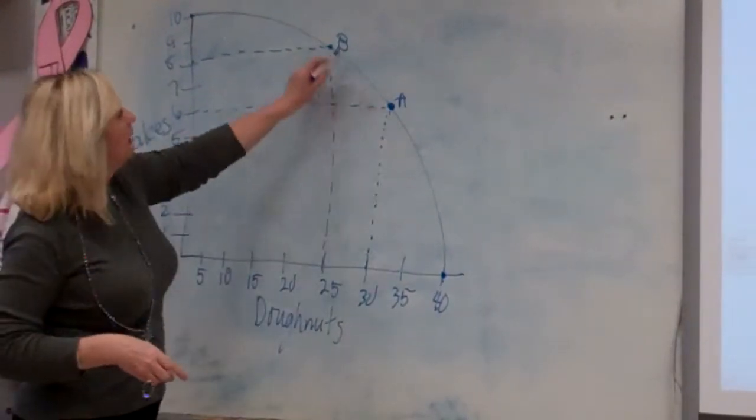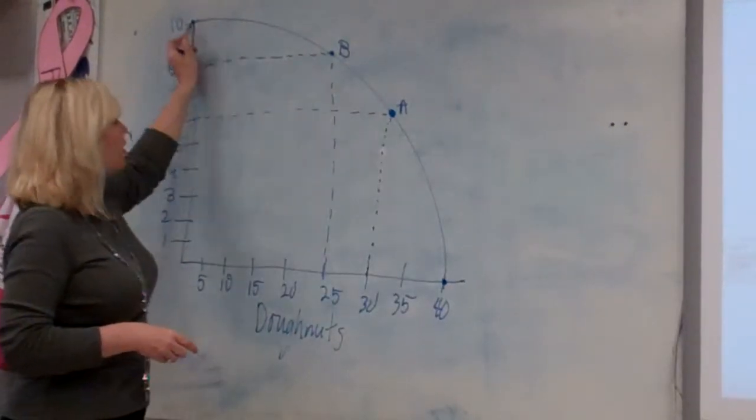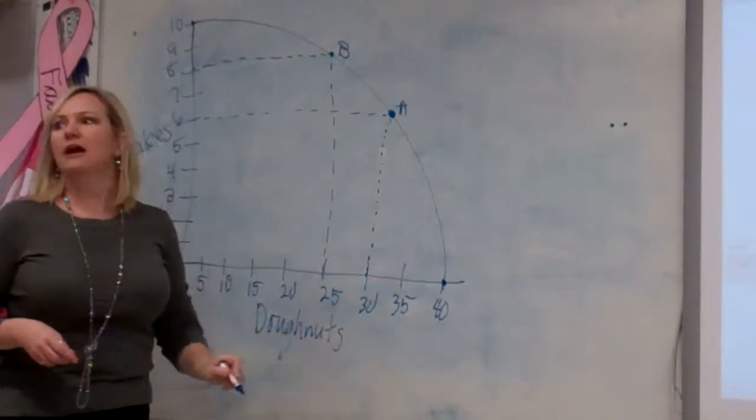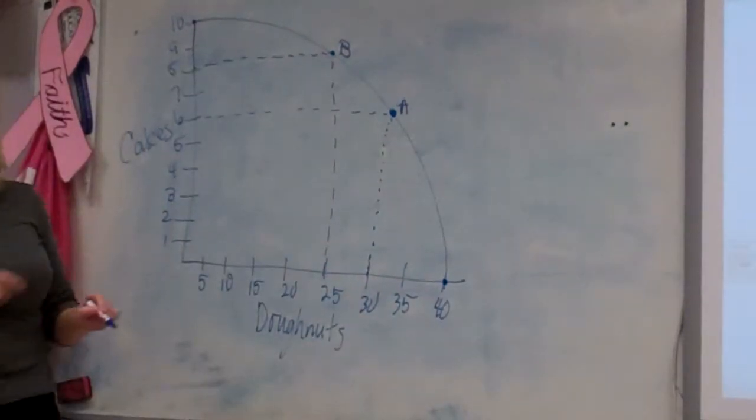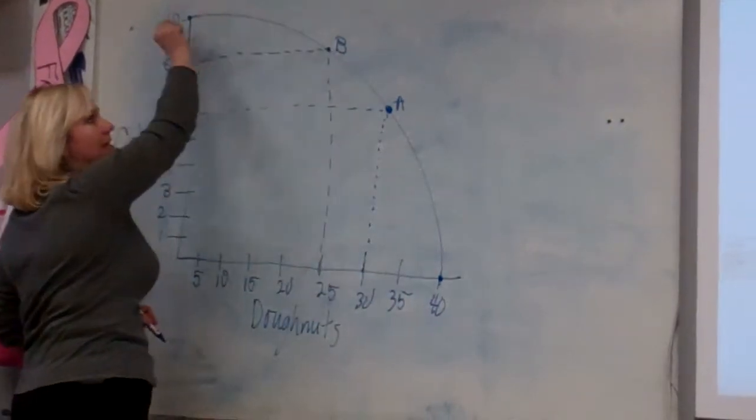So here's point A and point B. How important is it that I be working on this curve? Very important. What does it tell me? If this is my production possibility, this is how much it's possible for me to make.